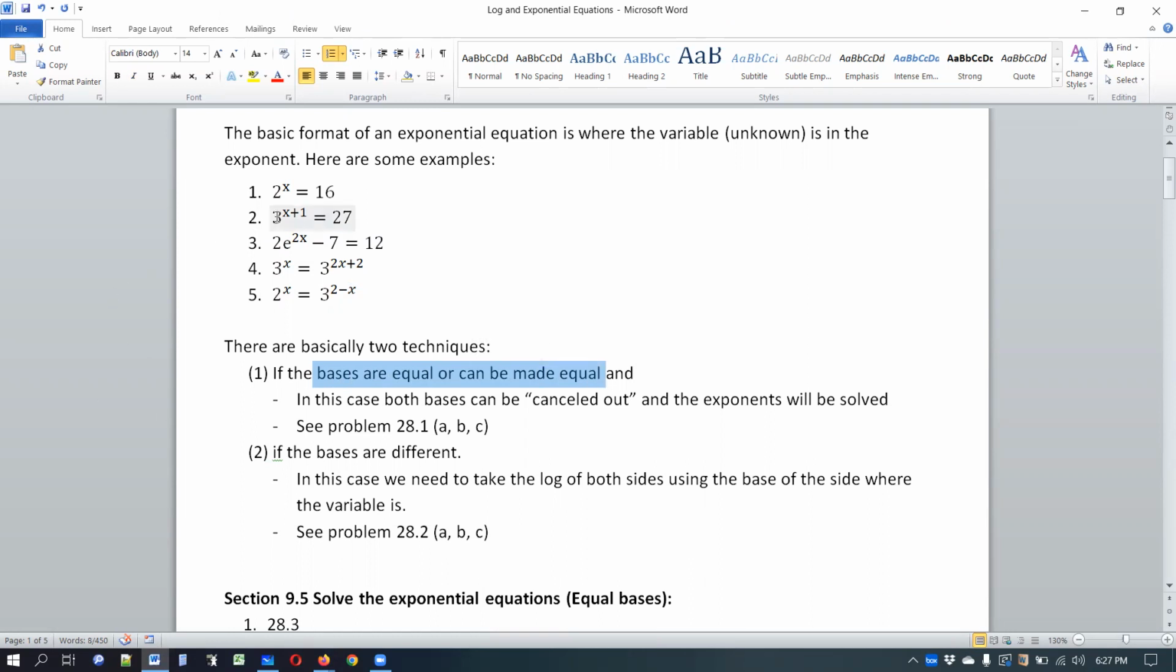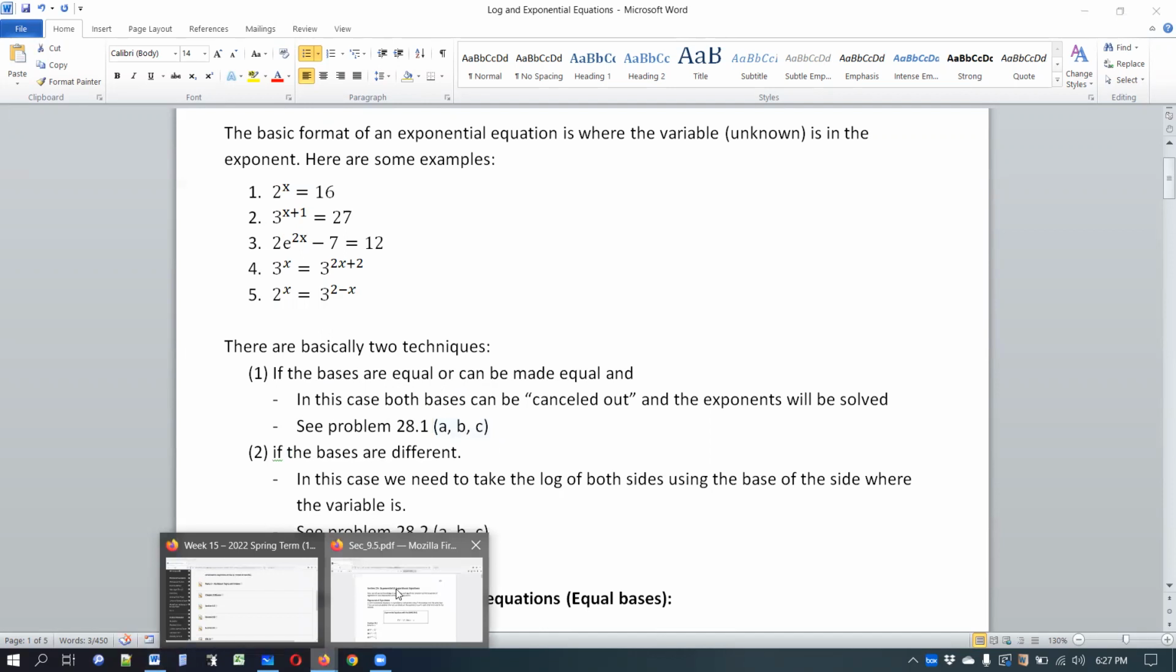This is a case similar to example 2. And the other case is where the bases are different and they cannot be made equal no matter what. This is, for example, number 5. There are only two techniques, and I'm going to show you how to do both. This is usually the easier case, but the other is not much harder. Let's take a look. I'm going to show you the procedure first for when the bases are either equal or can be made equal to each other.